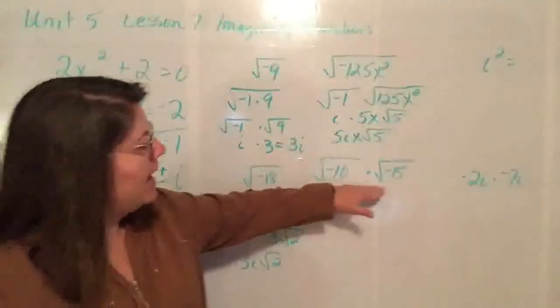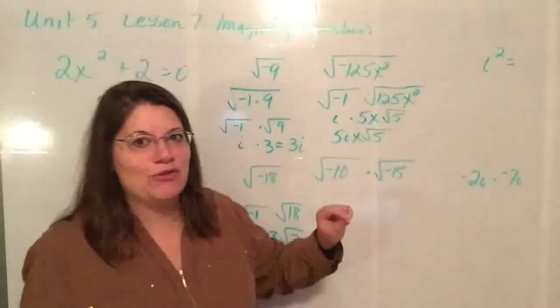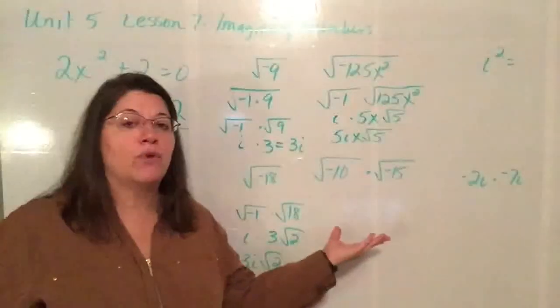Here, when you have two negative roots multiplied together, a common mistake for that is students look at that and they say, oh, well, I can multiply those together, so that's the square root of 150.